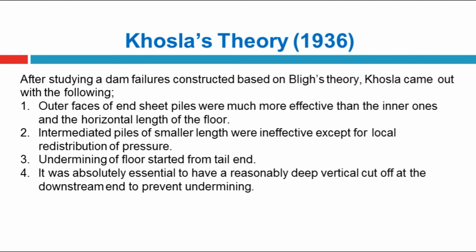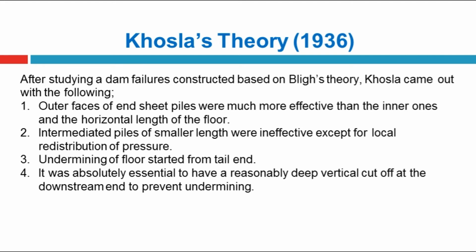The outer faces of the sheet pile were much more effective, and so was the horizontal length of floor. The intermediate sheet piles, which are smaller in length than the outer piles, are ineffective except for local redistribution of pressure. Undermining of the floor started from the tail end if the hydraulic gradient at the exit was more than the critical gradient for the particular soil.